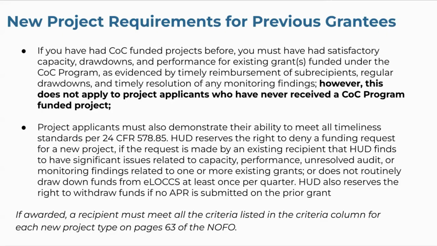HUD has been very clear that they reserve the right to deny funding requests for a new project if the request is made by an existing recipient that HUD finds to have significant issues related to capacity, performance, unresolved audit, or monitoring findings related to one or more existing grants, or does not routinely draw down funds from eLOCCS, which is the system that we draw down our money from, at least once per quarter. HUD also reserves the right to withdraw funds if no annual performance report is submitted on the prior grant. The annual performance report is part of a closeout process.